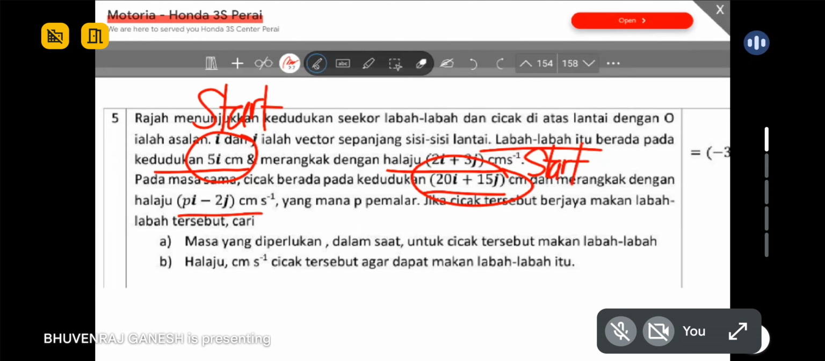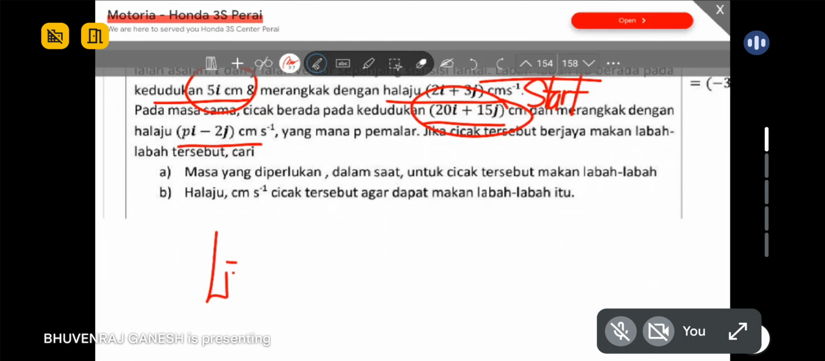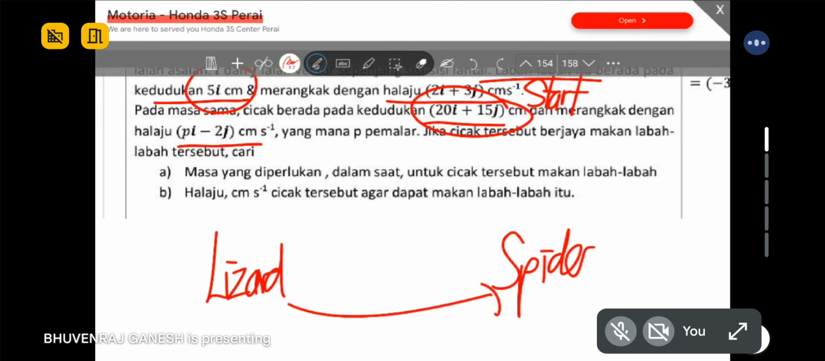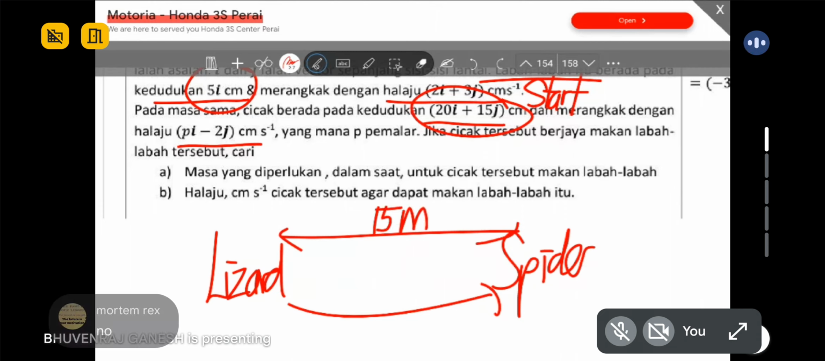So they tell you, guys, cicak berjaya makan laba-laba. The lizard eats the spider. So guys, common sense. Can the lizard eat the spider if it's like this? Kalau lizard over here, spider over here, can it eat the spider? Yes or no? Let's say they are very far apart. Dia ada jarak sangat jauh. Let's say like 15 meter. Can the lizard eat the spider? Yes or no? Cannot, right?